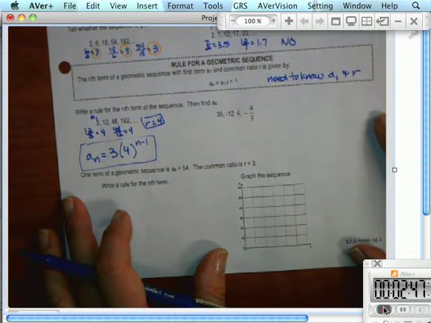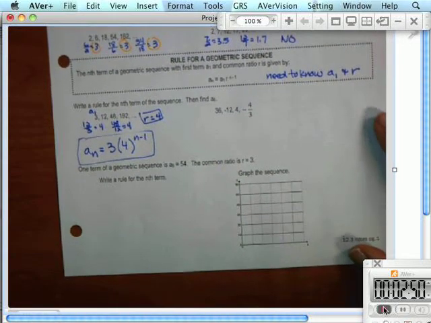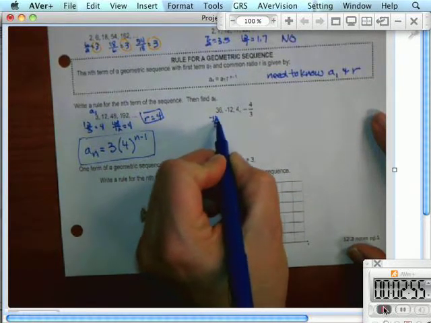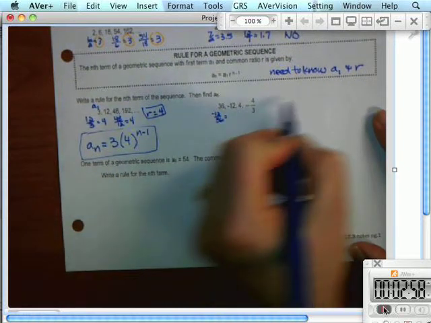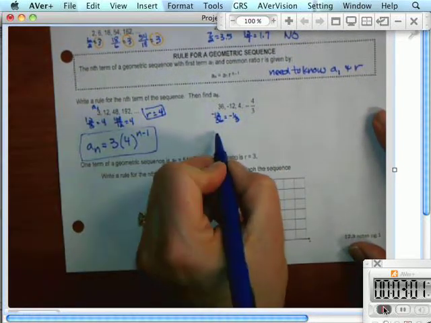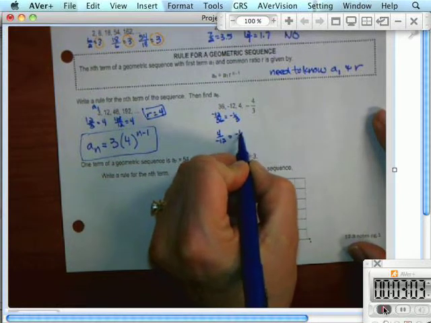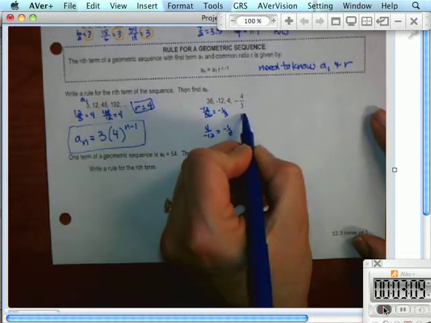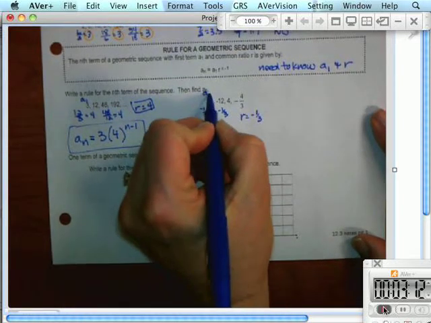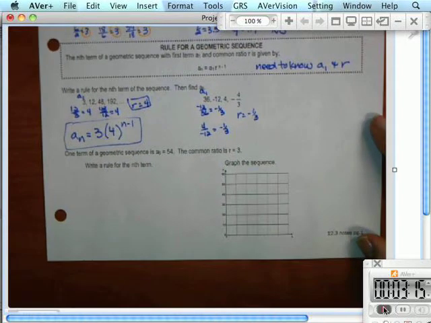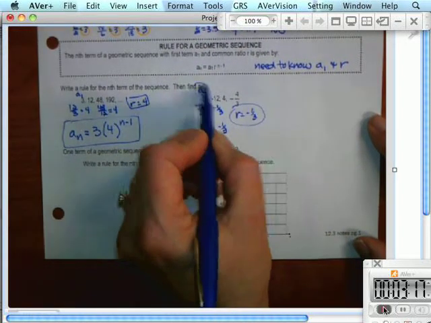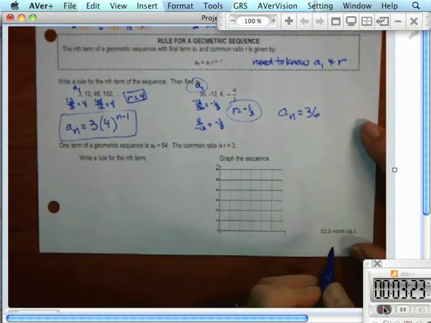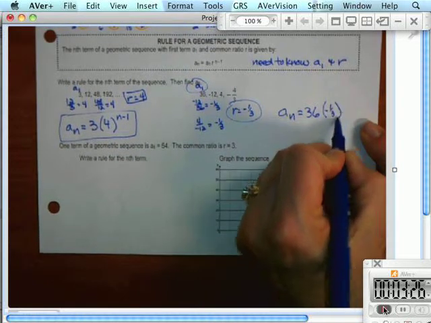Okay, let's try this one. So if we got to write the rule, we're going to have to first find out the ratio, which is going to be negative 12 divided by 36, which is negative 1/3. It's the same if you do 4 divided by negative 12, it's negative 1/3. And if you did the last one, you would find out it's also negative 1/3. So my R is negative 1/3. This is my A1 here, 36. Okay, so now I can write the rule. So I have A of n equals 36 times negative 1/3 to the n minus 1.